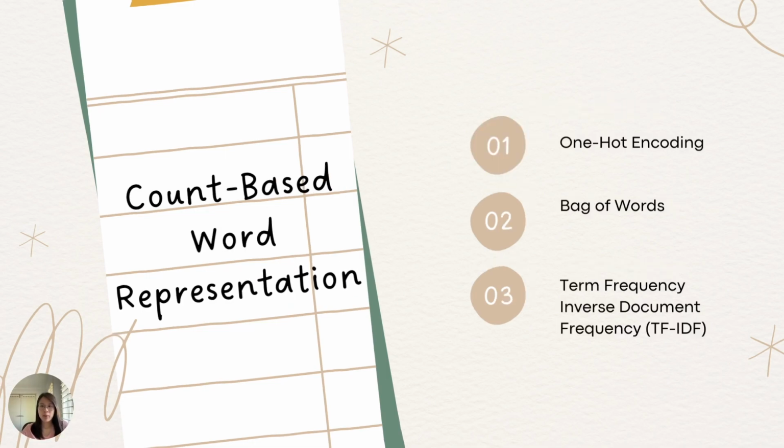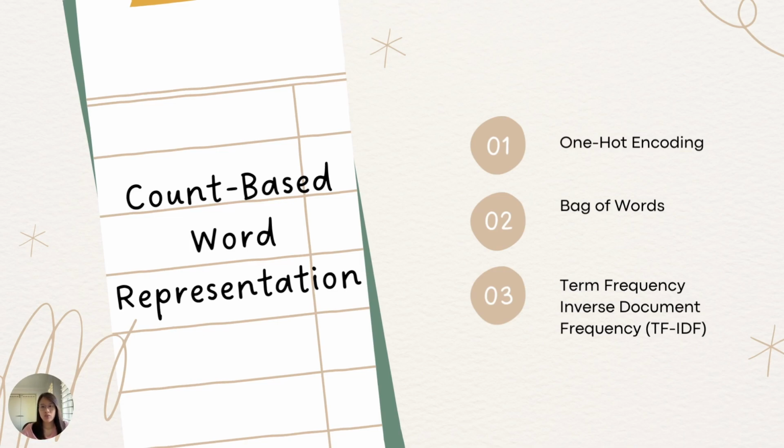Another traditional NLP approach is count-based word representation. For example, one-hot encoding, bag of words, and TF-IDF. Now, one-hot encoding is basically 1 and 0. So when the word is there, it's a 1, and when it's not there, it's a 0. And this type of word representation is inefficient, and there is no word similarity representation. So it's not a good way.